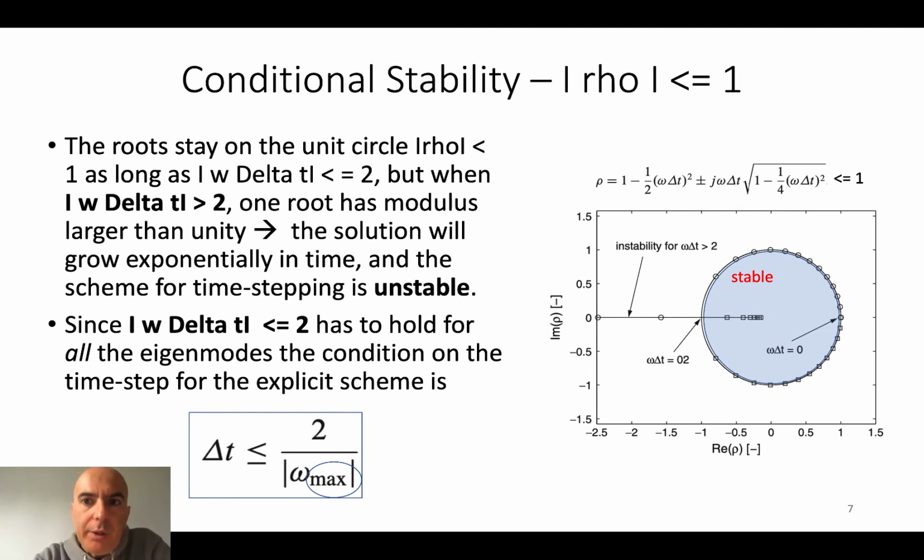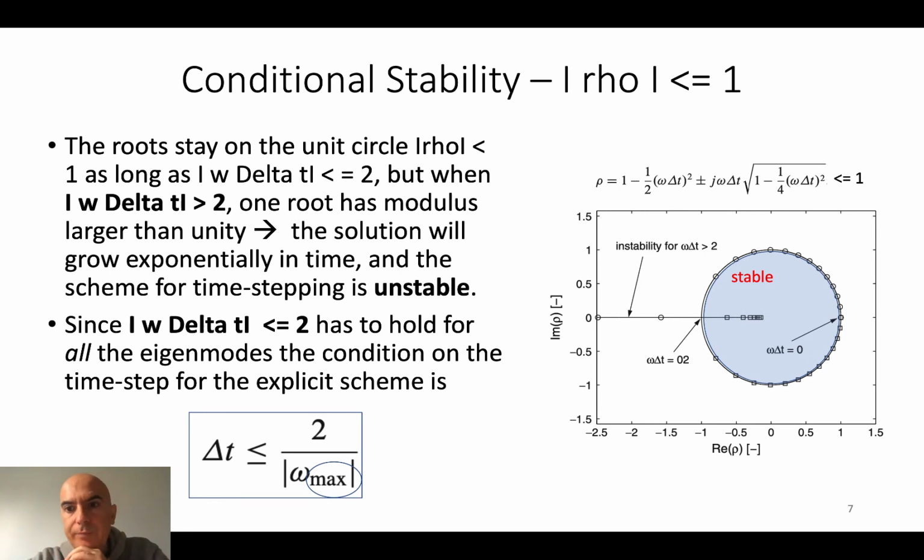So let's look at when rho, the amplification factor, and in particular when the modulus, the absolute value of rho, is less than or equal to 1. So remember, when rho is less than or equal to 1, the numerical scheme is stable. So the roots stay on the unit circle, that is, a circle where the modulus of the amplification factor is less than or equal to 1.